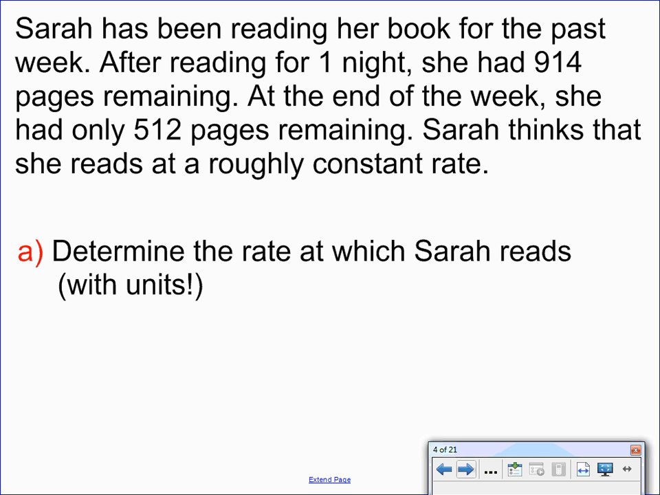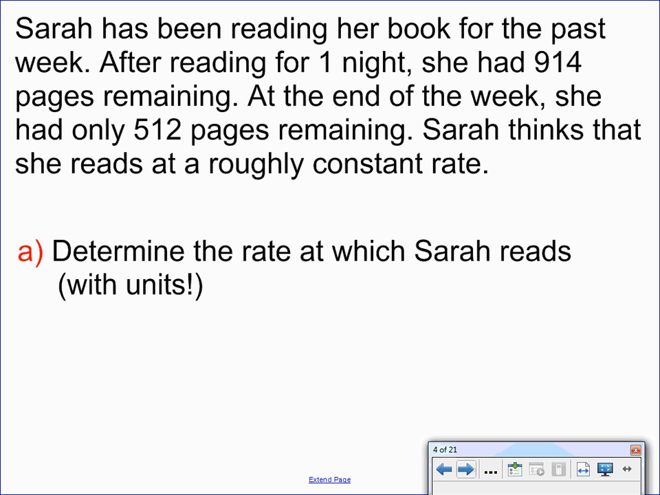Let's suppose Sarah's been reading her book for the past week. After reading for one night, she had 914 pages remaining. At the end of the week, she had only 512 pages remaining. Sarah thinks that she reads at a roughly constant rate. So let's determine the rate at which Sarah reads with units.